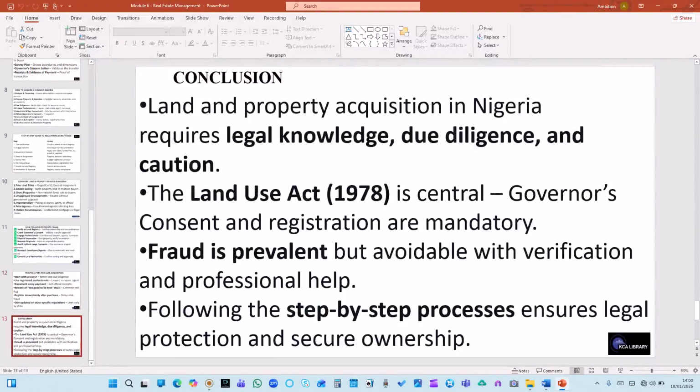In conclusion, land and property acquisition in Nigeria requires legal knowledge, due diligence, and caution. The Land Use Act of 1978 is central, that is, governor's consent and registration are mandatory. Fraud is prevalent but avoidable with verification and professional help. Following the step-by-step process ensures legal protection and secure ownership of real estate property.